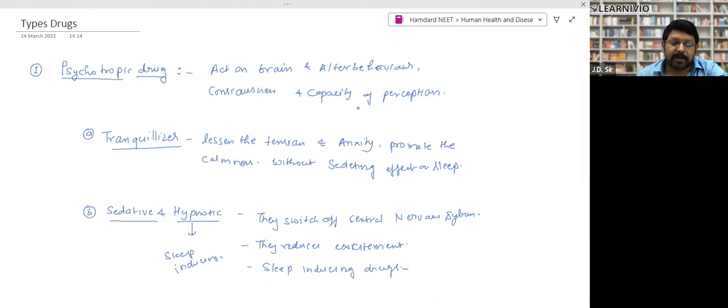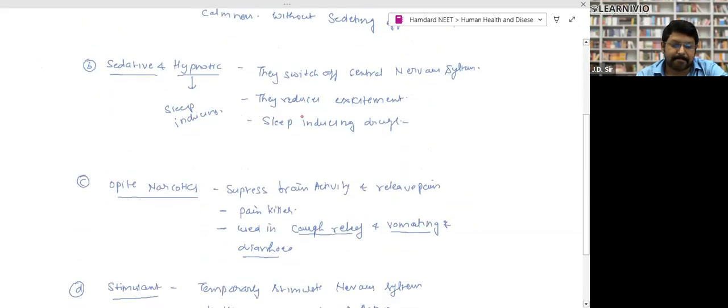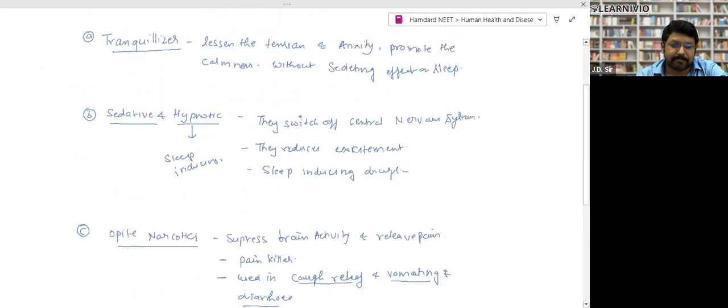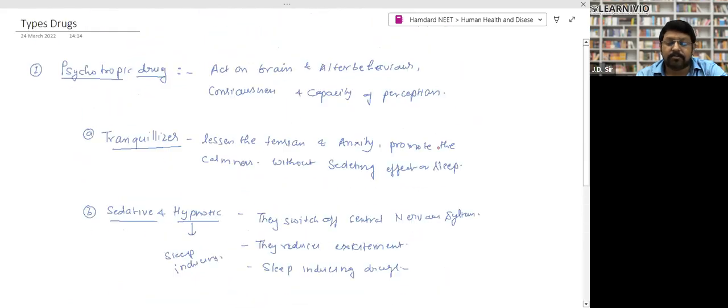Psychotropic. Can you tell me any drug which is psychotropic? Look, they act directly on the brain. They alter our behavior, like heroin and opium. They alter the behavior and consciousness of the person and the capacity, and the person can die.